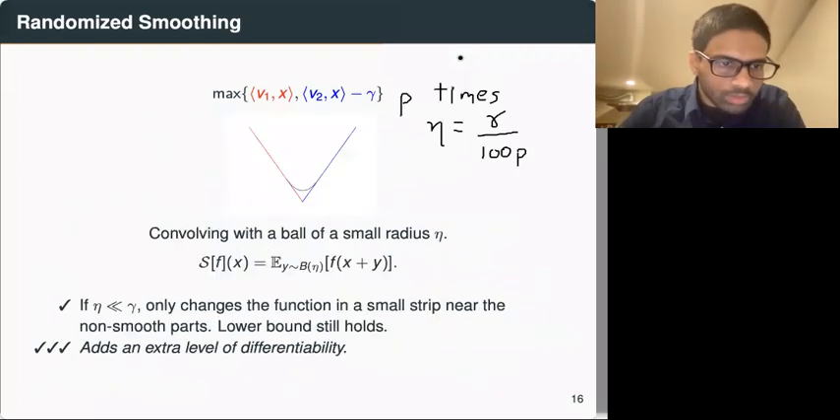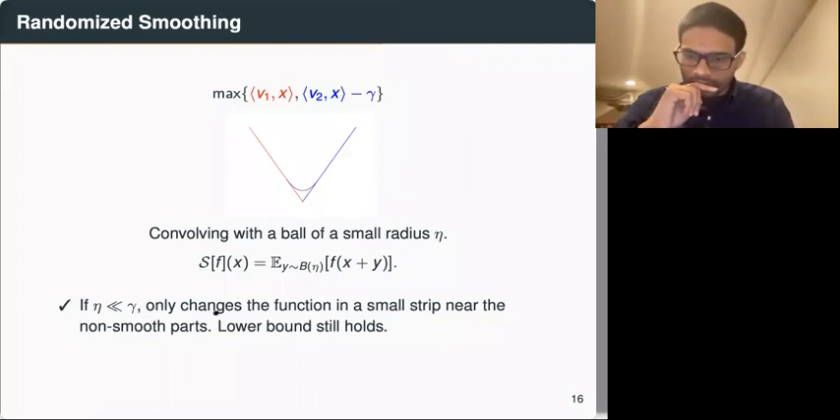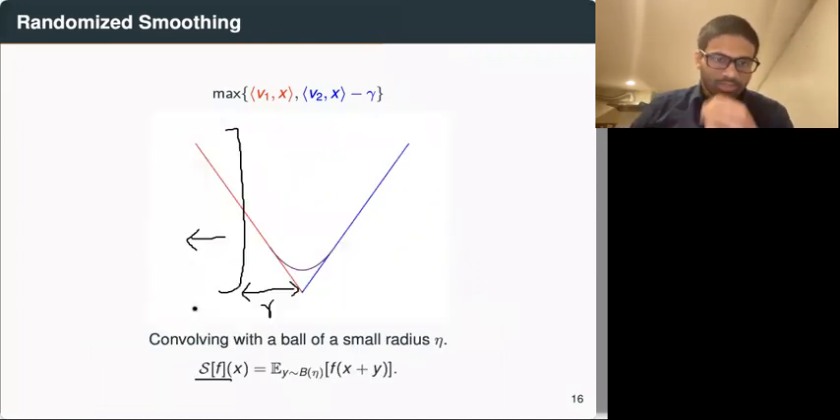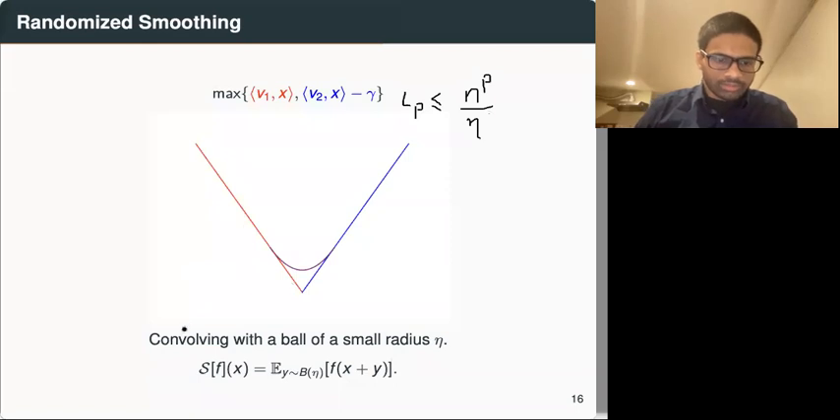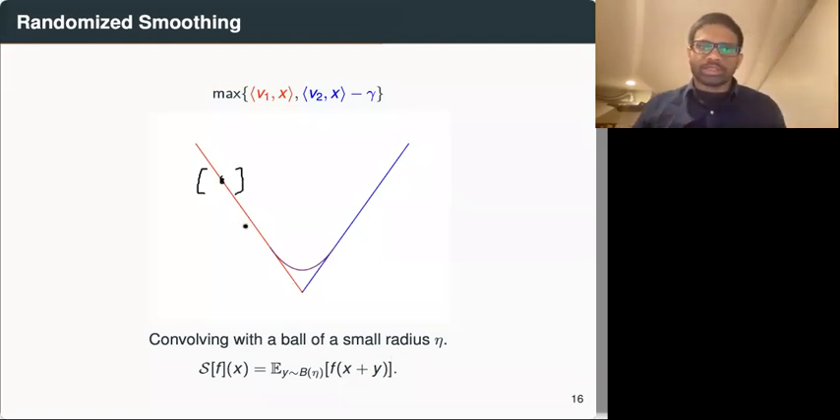Actually, I want to talk a little bit more about this part. So I said, if our eta is really small, it changes the function only in a small strip. There's something more that we can say than this. So let's take this picture here. What this was saying was that if I take some point here and I average it in a ball of radius eta, its value doesn't change, because it's just averaging a plane in a ball. So it's just going to be the same as the value at the middle.